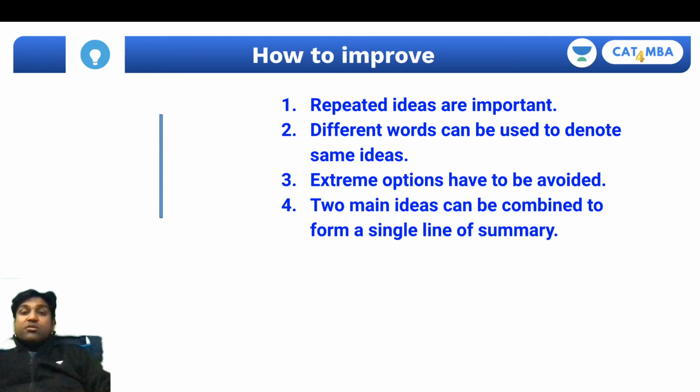Cutting short the length can be done as you will see when making summaries. There is no written rule, but a summary is in general one third of the actual length. So when you write a summary, it will be one third of the actual length, and naturally you will be combining two or three ideas into one single sentence. The same thing can happen in the options also.